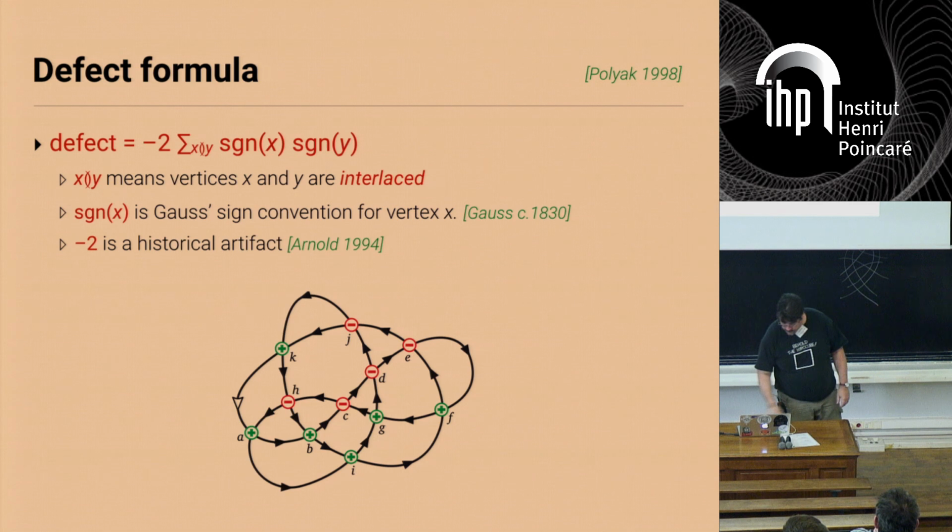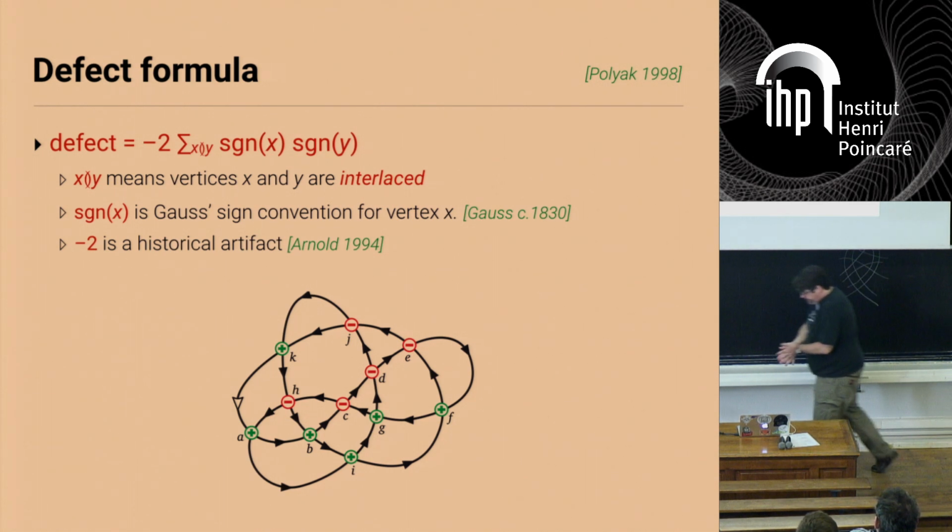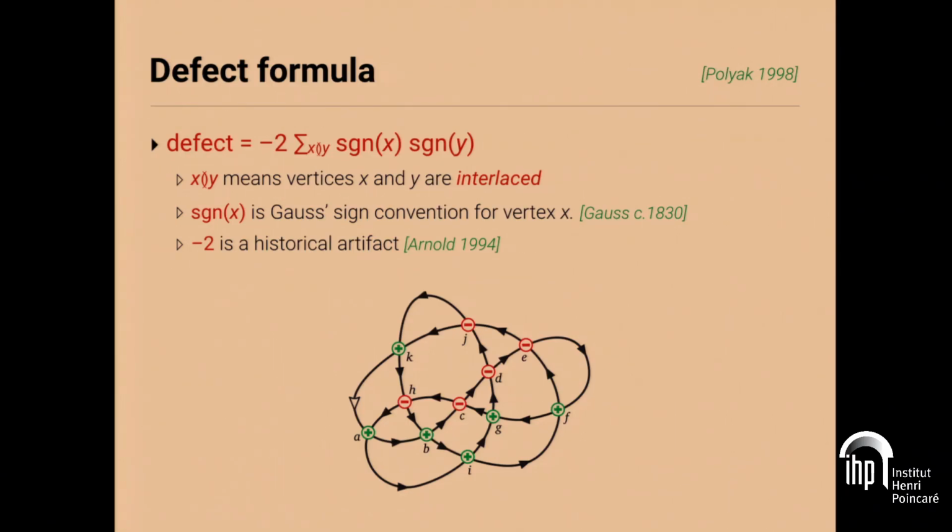go. So a few years after Arnold introduced this invariant, Polyak came up with an explicit formula for it. The formula we in the end never actually used, but just to convince you that the invariant is well defined, rather than going through the existence proof, here's the formula. You can verify for yourself that it satisfies the conditions on the previous slide. It's a sum over all pairs of vertices that are interlaced of the product of the signs, and that -2 there is just a historical artifact from the way that Arnold defined it.